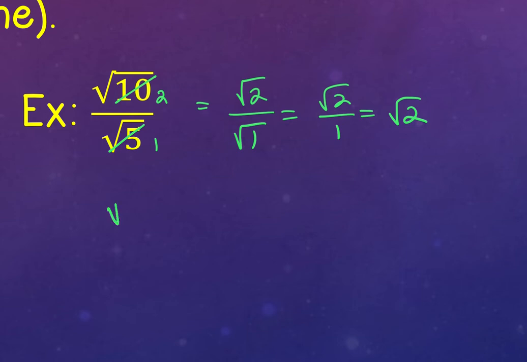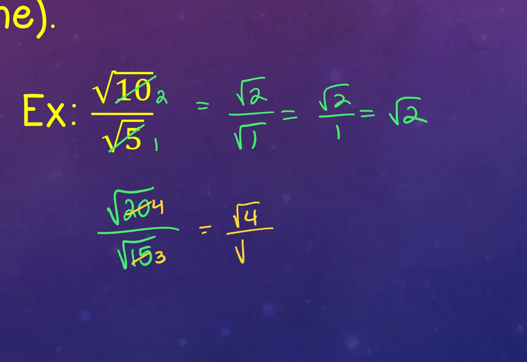If it was square root, let's say it's 20, and in the bottom, square root 15, I can say 5 goes into both of those. This would be 4, this would be 3, and I'd end up with the square root of 4 over the square root of 3, which becomes 2 over square root 3. So if you can simplify what's underneath the radical, and they're both square roots or both cube roots, as long as the index is the same, you can do it.